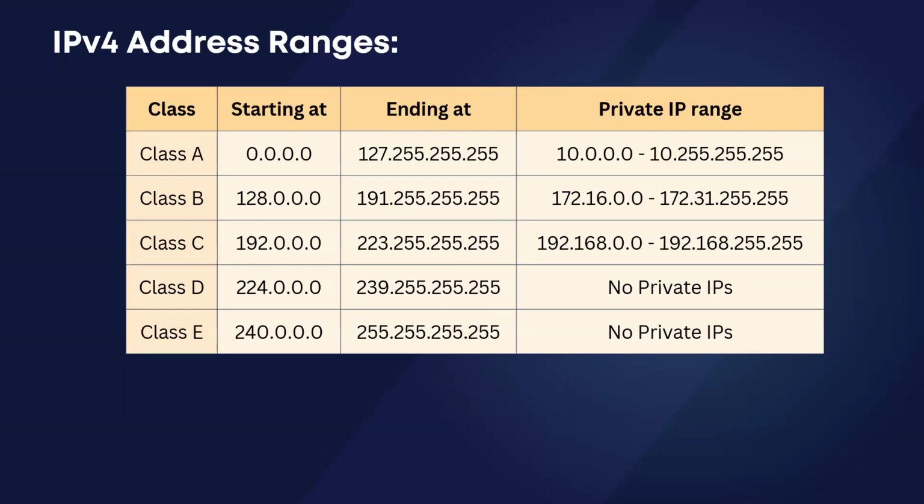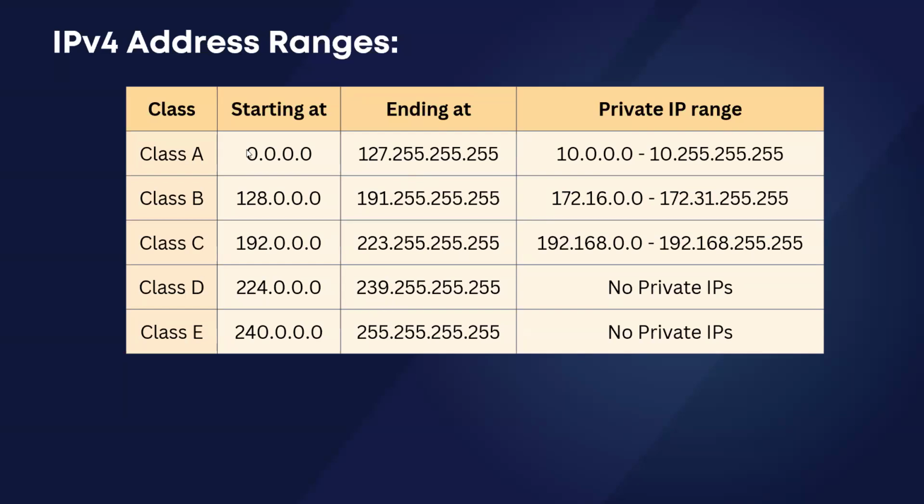Okay. So talking about class A, the first IP starts at 0.0.0.0. And class E's last IP ends at 255.255.255.255. So if you notice, all the 4.3 billion IPs are divided into these five classes. Now on the left side, it starts with all zeros in the last three octets, and on the right side, it ends in 255s. So the only thing you have to remember is these four numbers: 127, 191, 223, and 239.